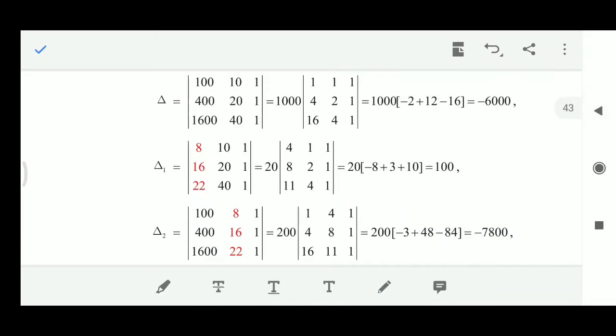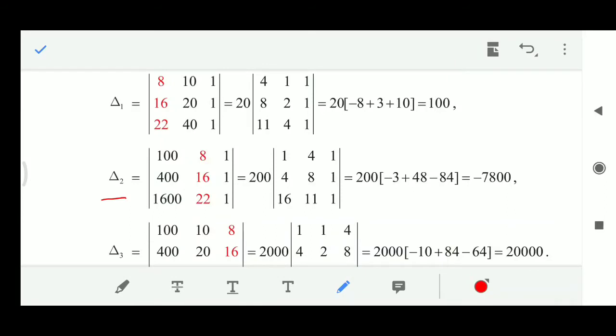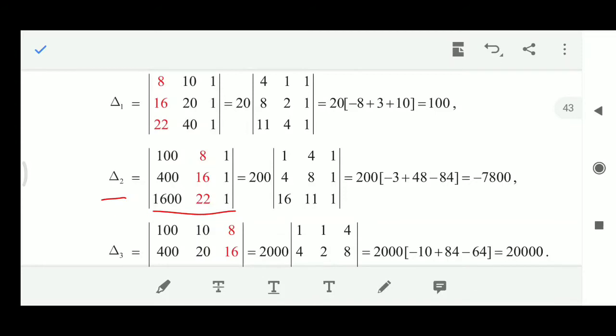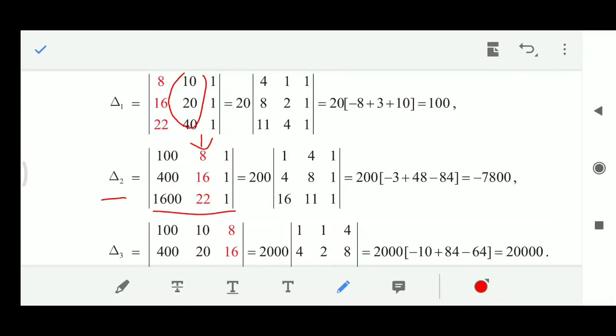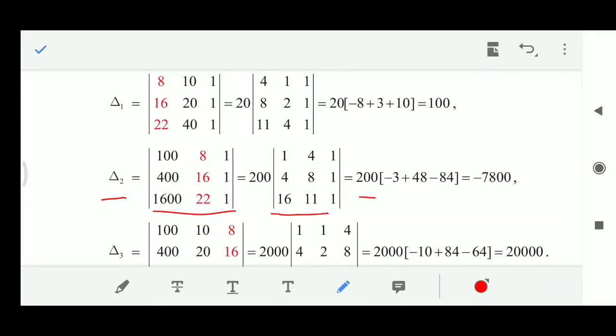Next one is delta 2, which is obtained by replacing the second column with 8, 16 and 22. In this I am going to take 100 as common from the first column and 2 from the second column. So 100 into 2 gives 200. The remaining determinant becomes 1, 4, 1, 4, 8, 1, 16, 11, 1. Then if you expand this, you will get the answer as minus 7800.